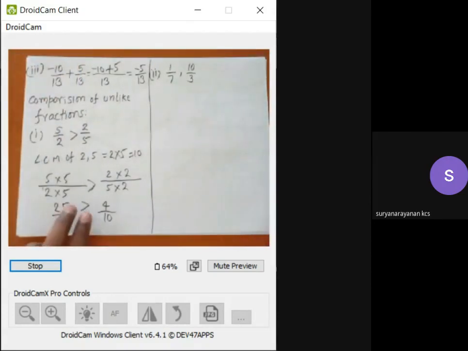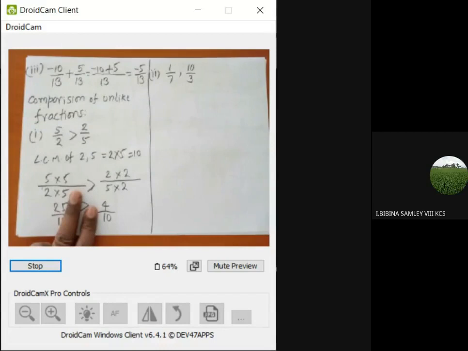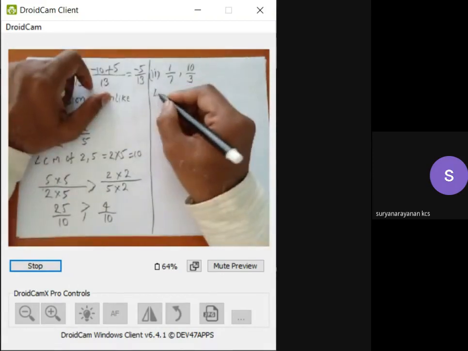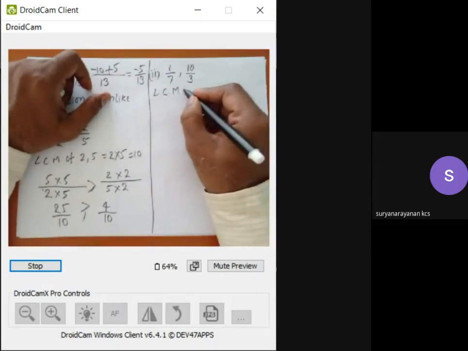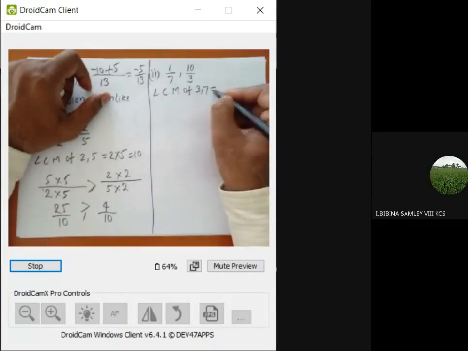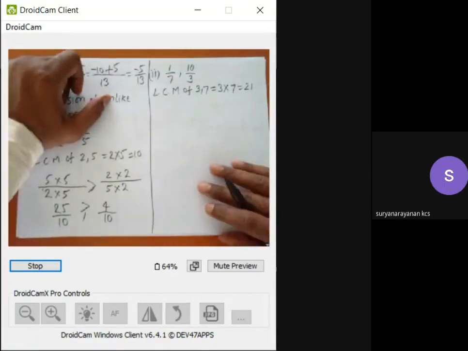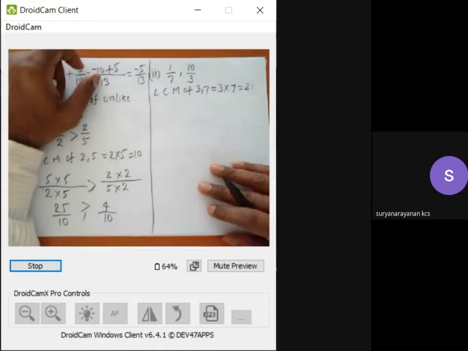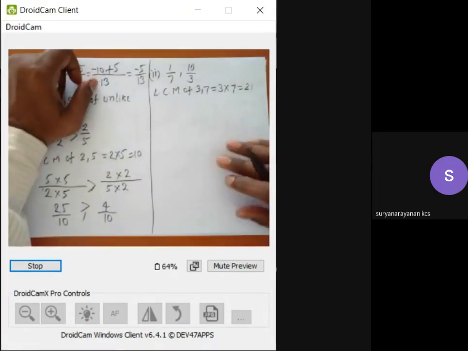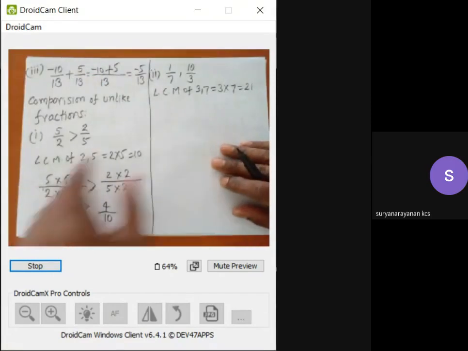One by 10, comma 10 by 3. How to compare? How can you? Sir, LCM. Yes, LCM. First of all, we have to find the LCM of the denominators. What is the LCM? Sir, 21. So 3 into 7, that is 21. 3 sevens are 21. As we followed the steps for the previous example, we follow the same steps here also.